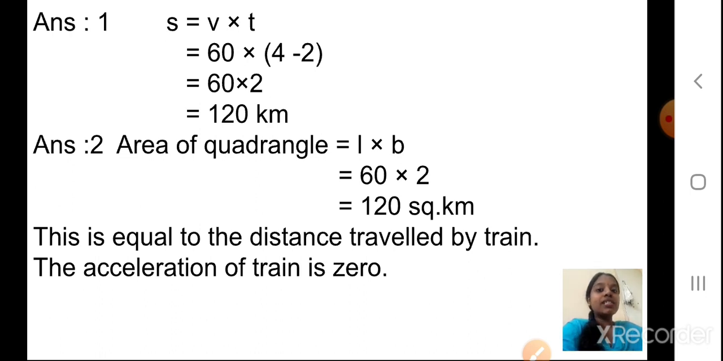And what will be the acceleration? As there is no change in the velocity, acceleration is going to be 0. We have studied zero acceleration. Yes, when there is no change in the velocity, we say that the acceleration is 0. Okay, students, did you understand this? Okay, now we will do the next slide.